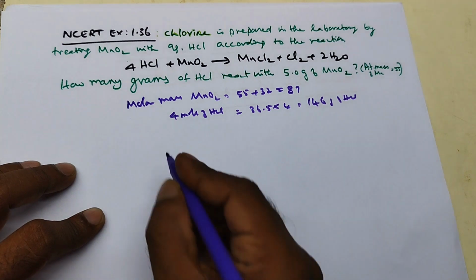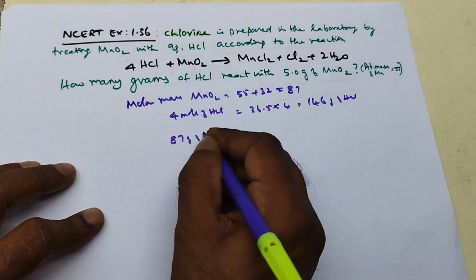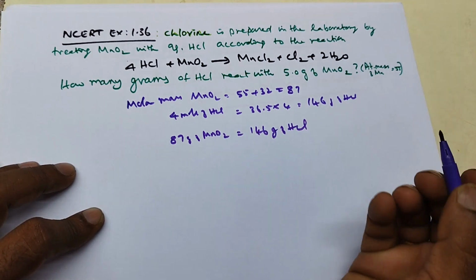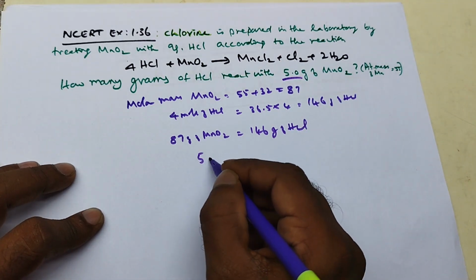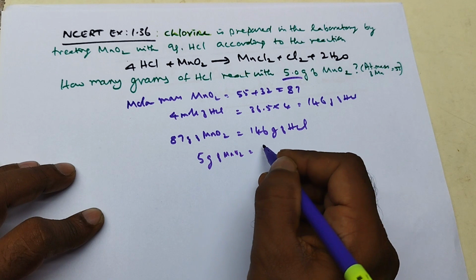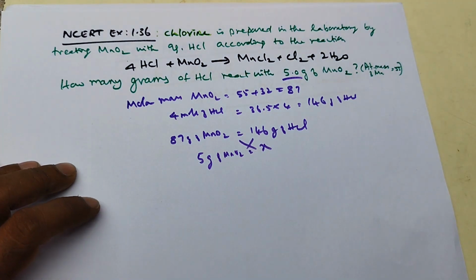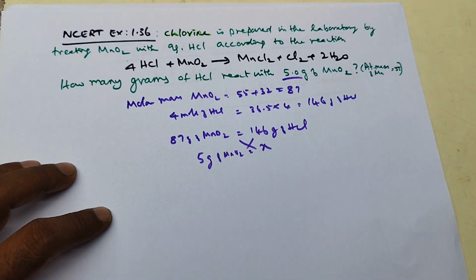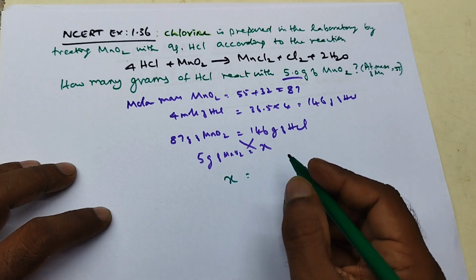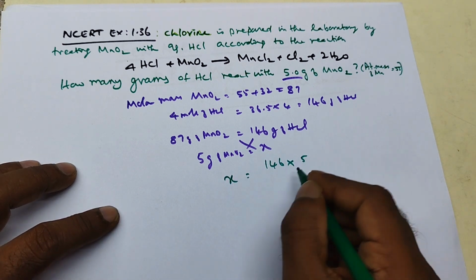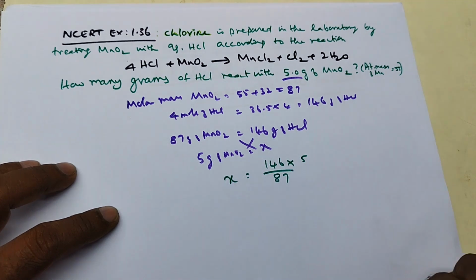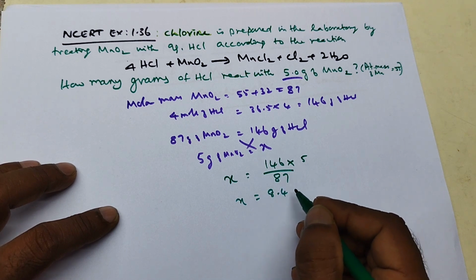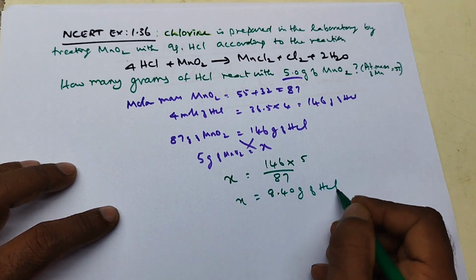The question is, if 87 gram of MnO2 requires 146 gram of HCl, then 5 gram of MnO2 will react with how much gram of HCl? That is the question. So you have to do the cross multiplication. X is equal to 146 into 5 divided by 87. Simplify it, we get X is equal to 8.40 gram of HCl. That is the answer.